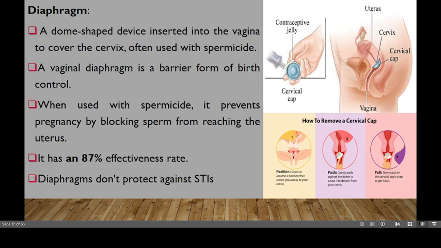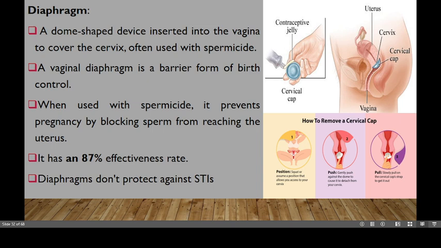Number three, which is another barrier method, is the diaphragm. It's a dome-shaped device that is normally inserted into the birth canal to cover the cervix. You can see here how we have covered the cervix. It's sometimes used with a spermicide. You can use a diaphragm and the spermicide.